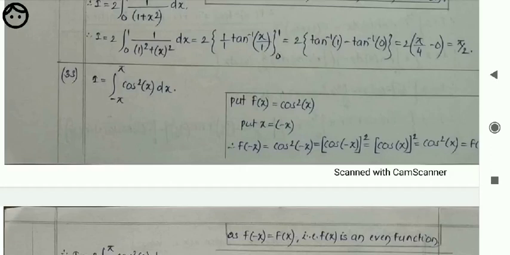So f of minus x is equal to cos square of minus x. Square I can move out, but it is cos of minus x. But cos of minus theta is cos theta. Minus of cos doesn't come out. Cos of minus theta is cos theta. So cos of minus x is cos x.